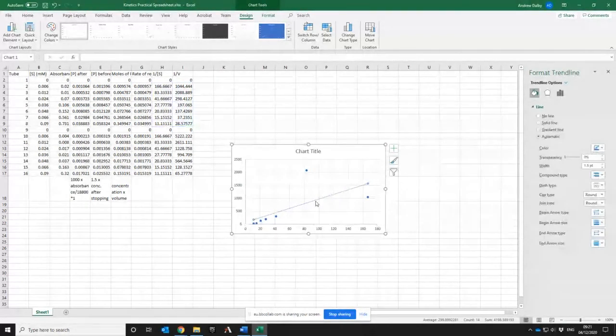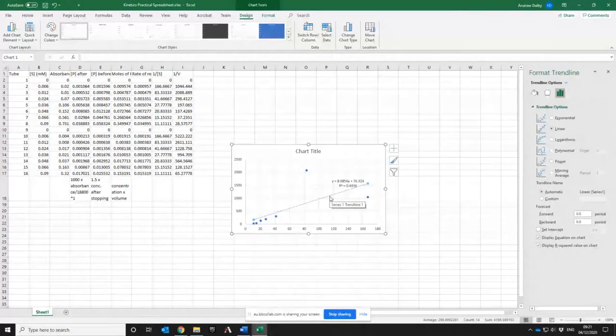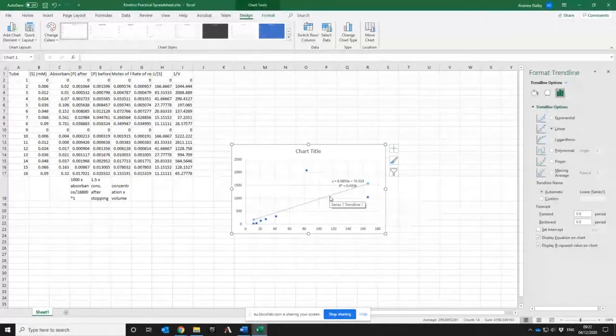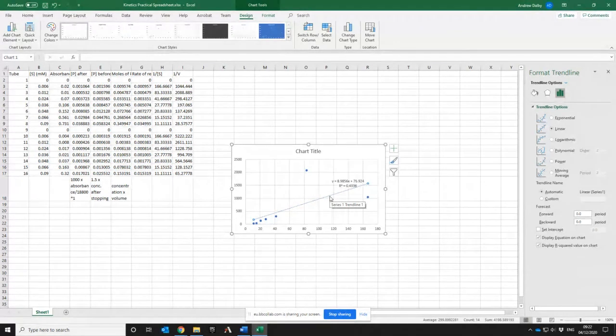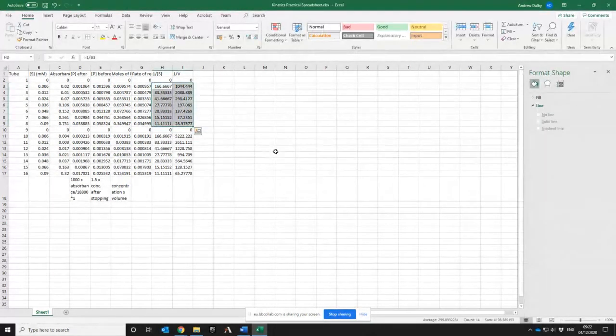So I put in a line. I can then fiddle around with the trend line options so I can get it to display the equation on the chart, and I can get it to display the R squared. Remember, the R squared is a coefficient of determination. So if I turn that into a percentage, that's telling me that 43% of the variation in the values of Y is explained by the variation in X. And the equation is y equals 8.9856 times x plus 76.24. All looks good. I'm now going to delete that. So that's how I would do a linear regression in Excel.